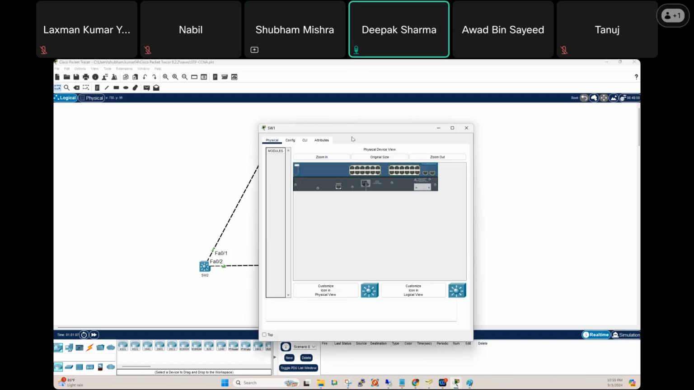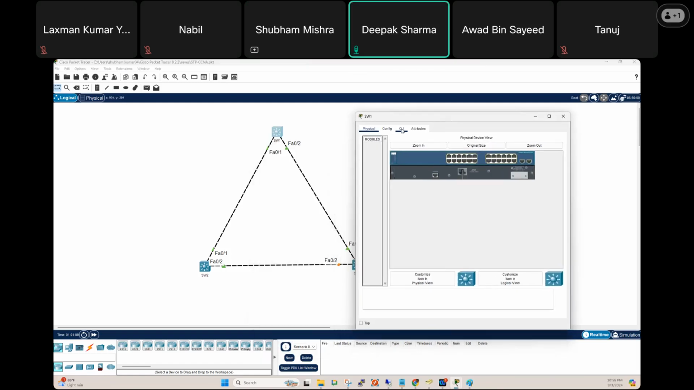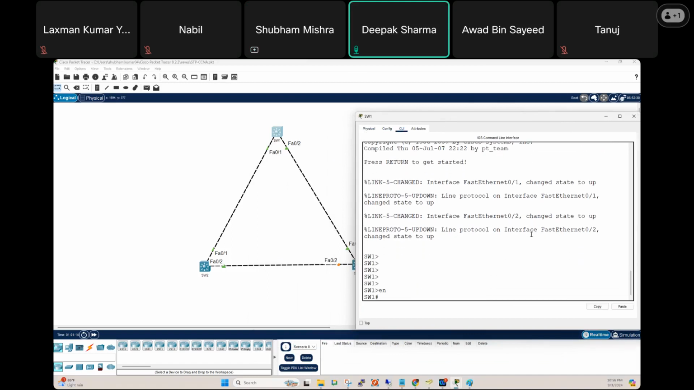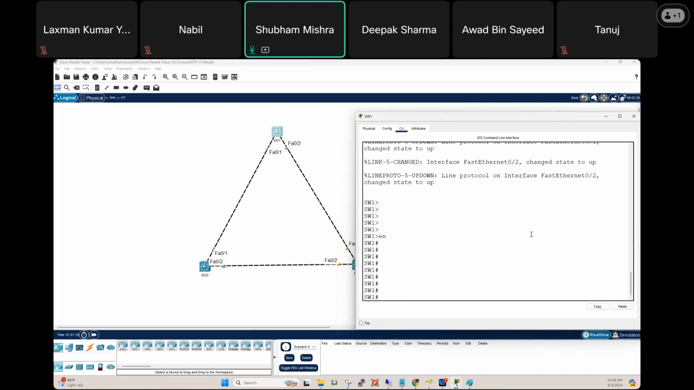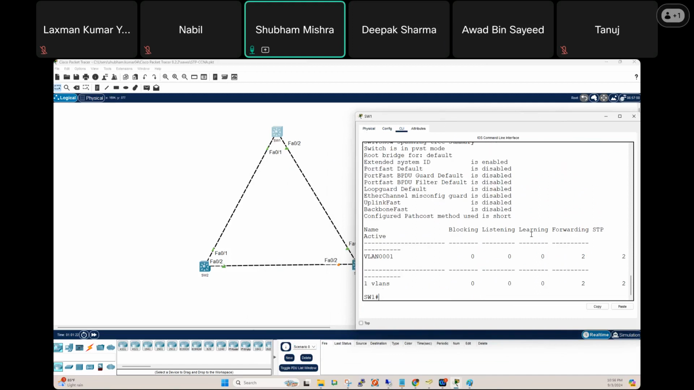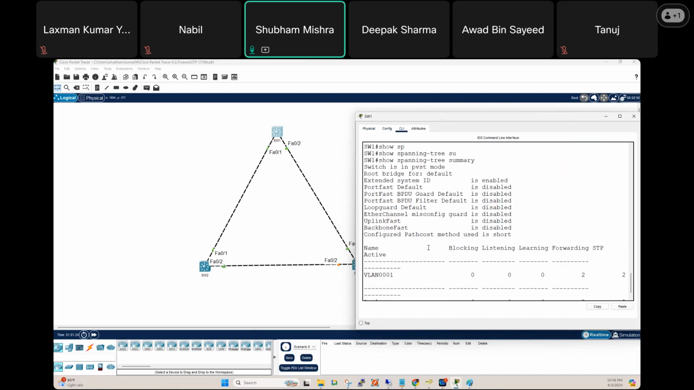So I am opening switch number 1. Enable. I am running the command show spanning-tree summary. When I run show spanning-tree summary, what is this? Which mode is the switch in, guys? PVST mode. I told you this is a flavor of STP. Now, one thing: extended system ID is enabled.